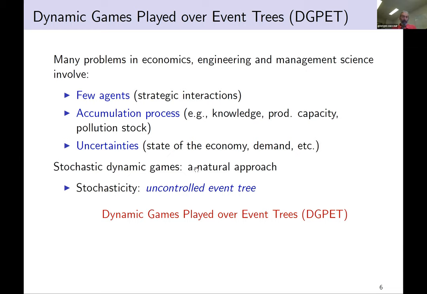Here I'm interested in the case where the stochastic process is given somehow. It's uncontrolled, meaning that the actions of the players cannot have an impact on the uncertainty. And I am going to use an event tree to do this.